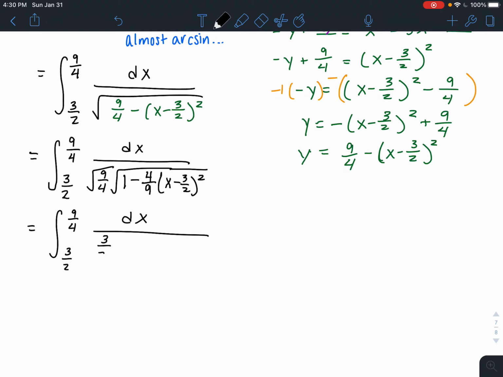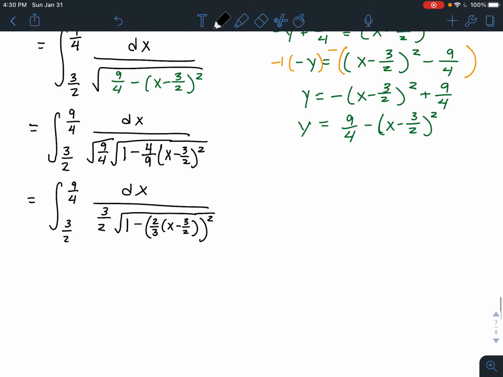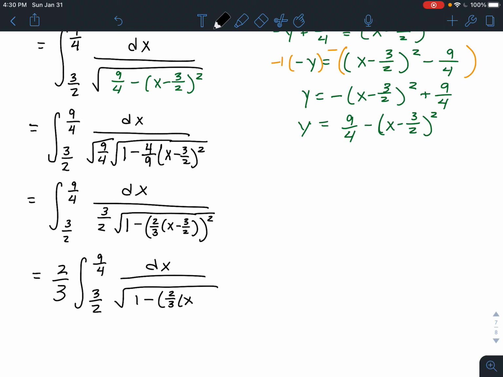So the square root of 9 over 4 is 3 over 2. 1 minus, I'm going to make this 2/3 times x minus 3 over 2, all squared in there. All right, so I have 1 minus something being squared because that's going to fit arcsine. And then my final little bit of manipulation here before I'm ready for my u sub is I'm going to flip that 3 halves in the denominator. I'm going to flip it out so it's no longer in the denominator. So I'm going to pull it out as a 2/3 since I'm dividing by it, multiply by the reciprocal of it. So 1 minus this crazy looking group all squared in here.